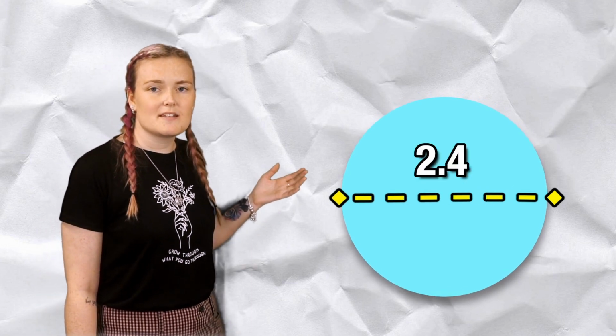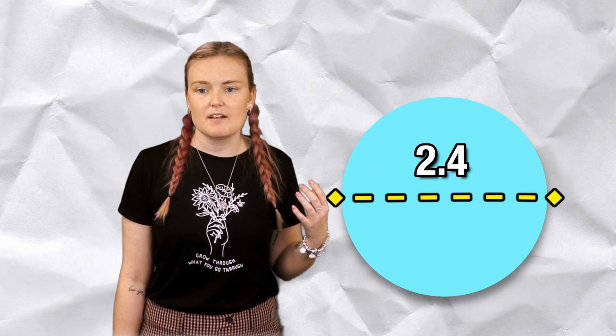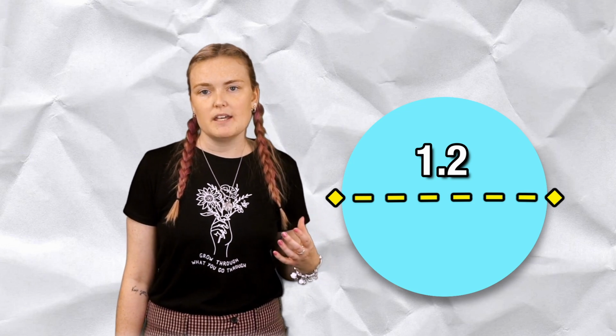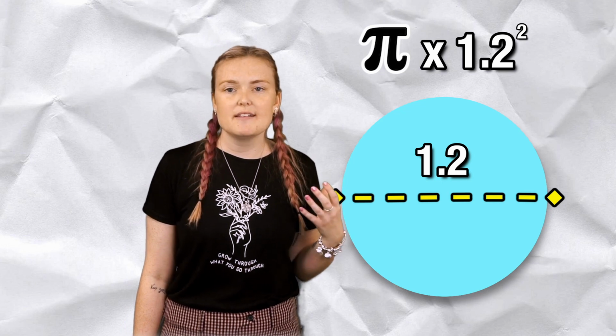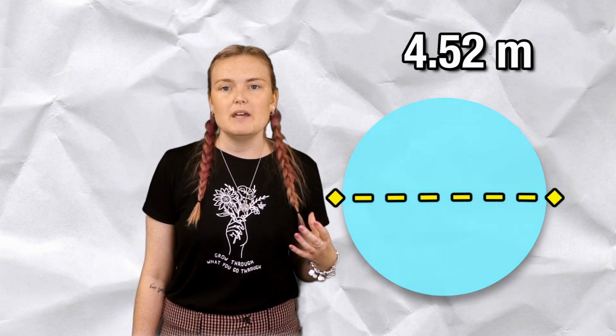If you look at this second example, I'm given the diameter this time rather than the radius. But I know that the radius is just halfway. So let's half that diameter to get 1.2. And now I can use the formula the exact same way. Pi times 1.2 squared, which is the same as pi times 1.44, which is 4.52 metres squared.